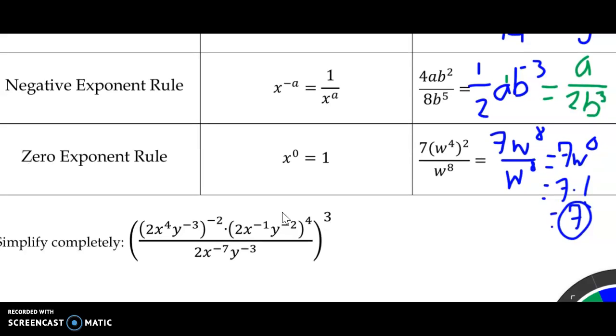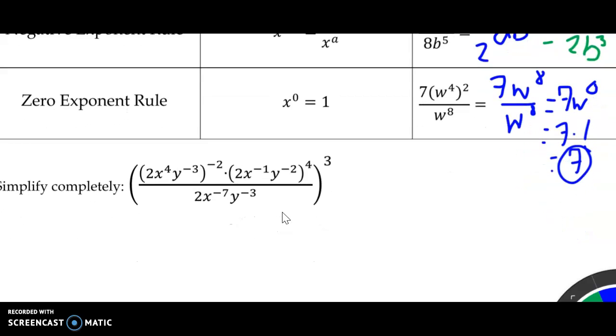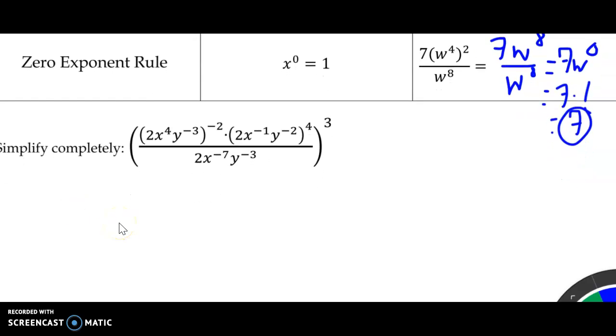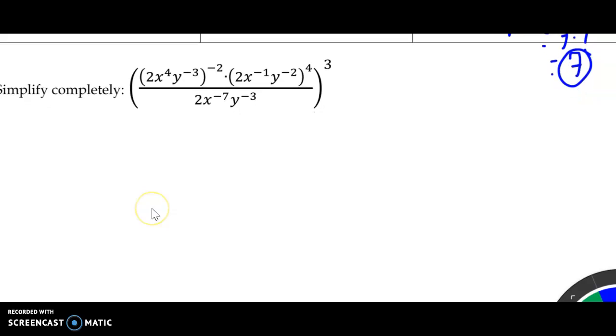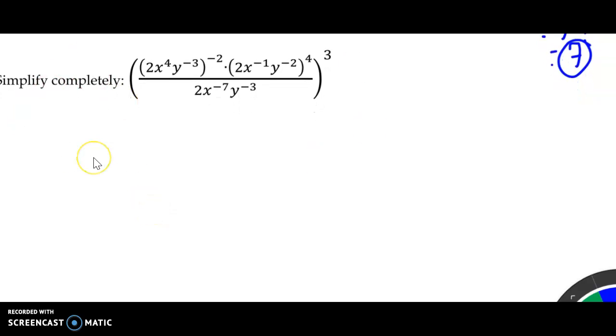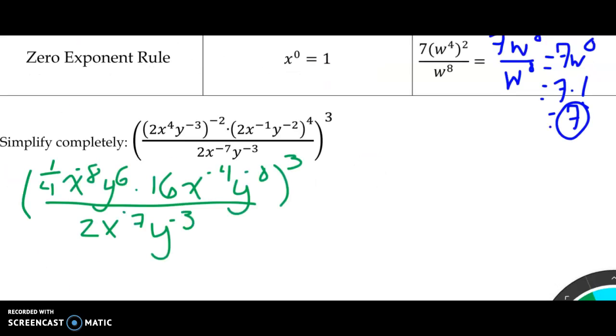Okay, so that was our quick review of exponent rules. Now go ahead and review. I want you to practice by simplifying this completely. So if you need to, you can pause the video here. Go ahead and pause and simplify this expression. Okay, so now that you've paused the video and tried it on your own, let's check your work.